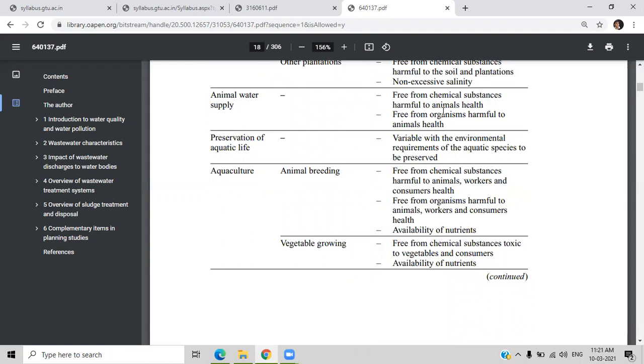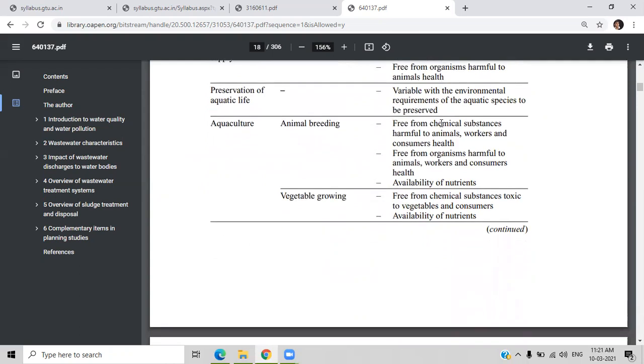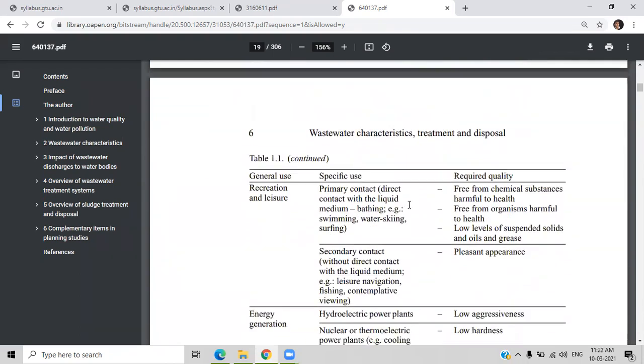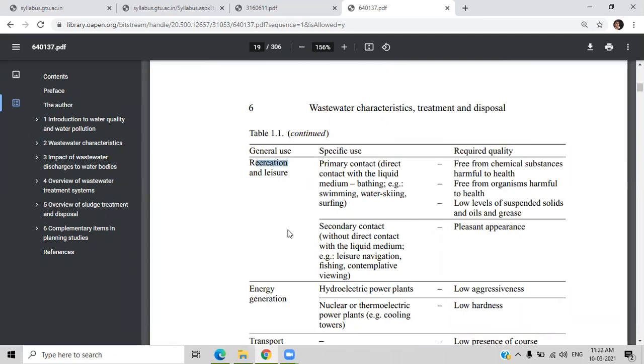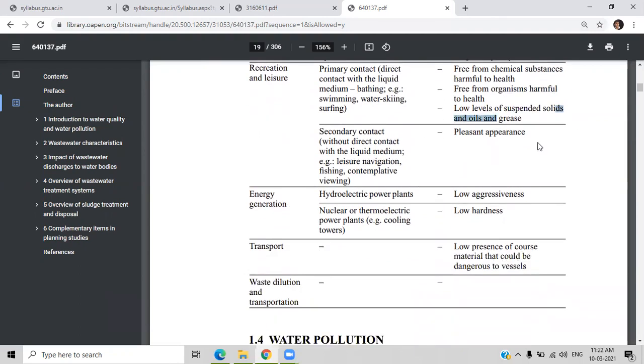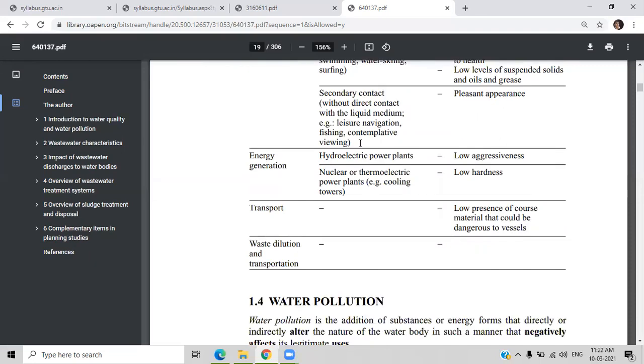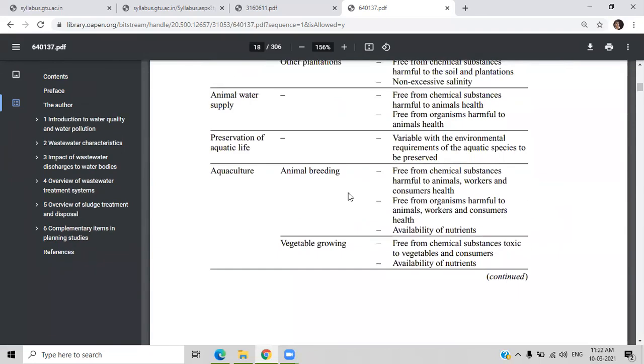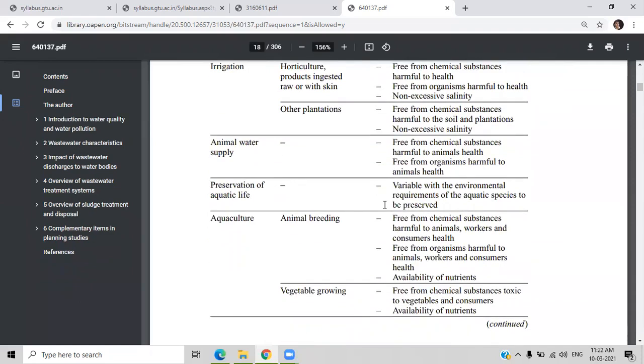For animal water supply, the water should be free from chemical substances and harmful organisms. For preservation of aquatic life, it should be variable with the environmental requirements of the aquatic species to be preserved, and for aquaculture, animal breeding and vegetable growing. Various qualities are required for recreational leisure, such as primary contact, direct contact with the liquid medium: bathing, swimming, water skiing, surfing and so on. That needs water free from chemical substances, free from harmful organisms, with low levels of suspended solids and oils and greases. Secondary contact, energy generation, transport, and water dilution and transport. So there are different kinds of required water quality.